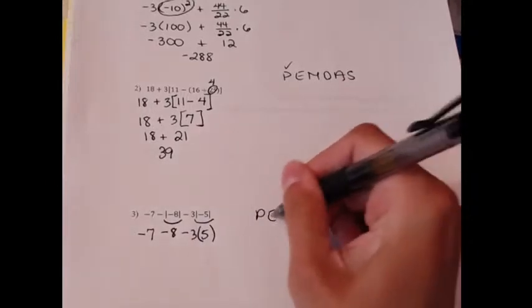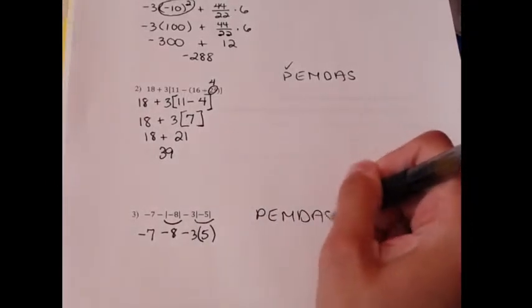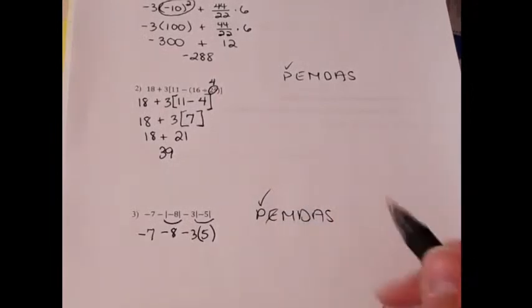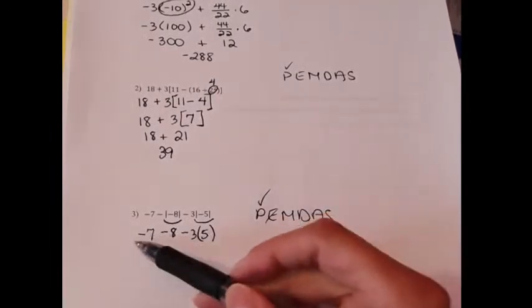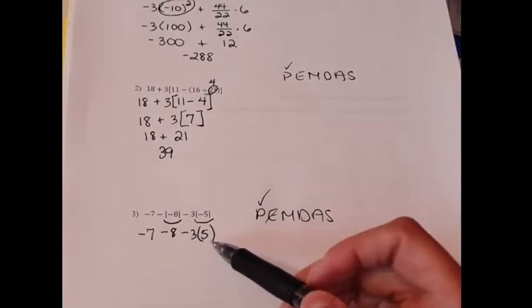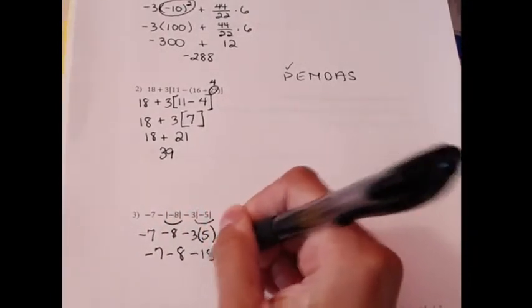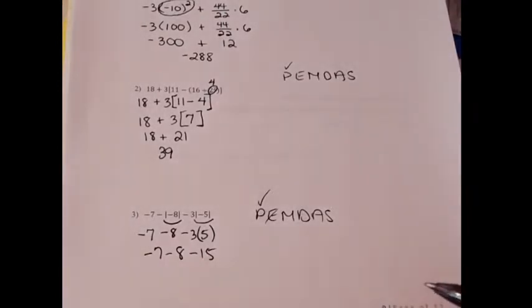So again, let's write out PEMDAS just as a guide. We took care of that. We don't have to worry about any exponents. So let's multiply. So we have -7 minus 8 minus 3 times 15. Okay. -7 minus 8 minus 3 times 5. Did I say 3 times 15? I meant minus 3 times 5.